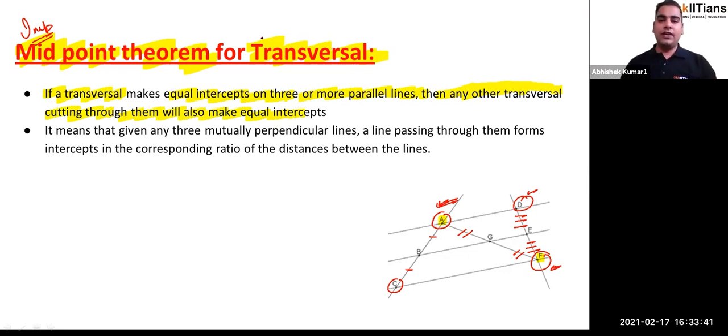What does the second point written over here say? The second point says that given any three mutually parallel lines, a line passing through them forms intercepts in the corresponding ratio of the distance between the lines. That's exactly the same thing they are trying to say. So here you will have AB equal to BC, this AG the same as GF, and this DE the same as EF.